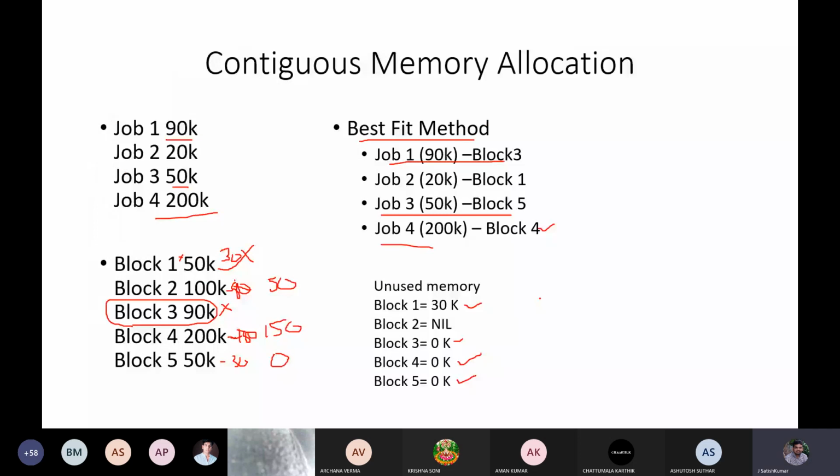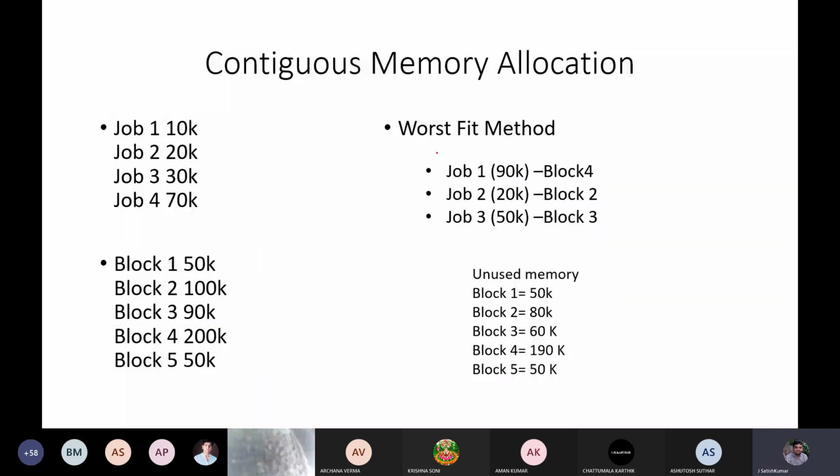The worst fit method says allocate to the largest hole. So job 1, 10K, will search for the largest hole in the available blocks. The largest hole is 200K. So job 1 will take block 4. It will generate the largest unused space. So 10K is allocated to block 4 of 200K. The unused space is 190K.